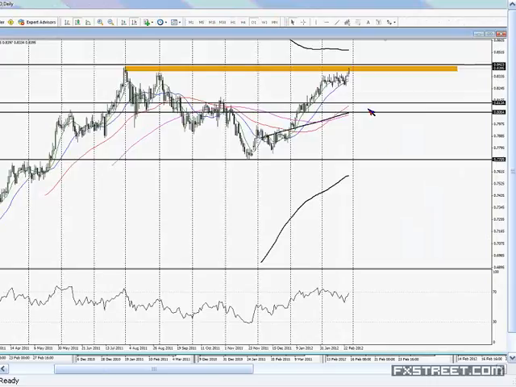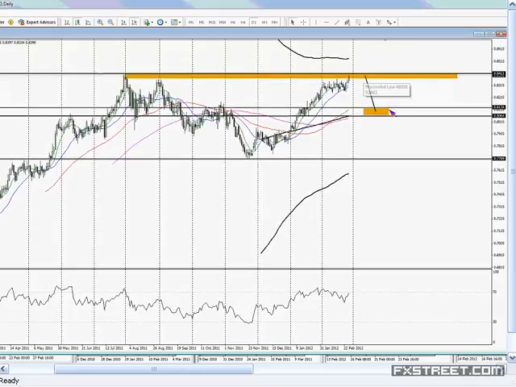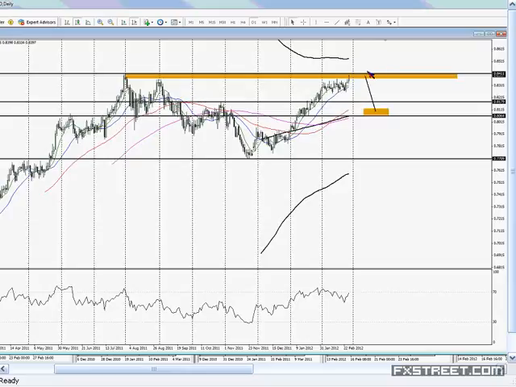Okay, so 0.81 area, I would say that could be a target. 0.81 from 0.84. From 0.84. Okay, so 300 pips. Now, let's say you put it up to 0.8435, 40-ish, 40, 50 pips risk for 300 pip reward.